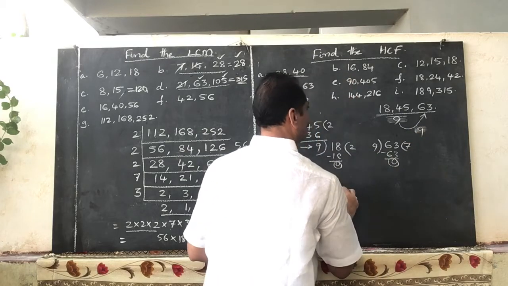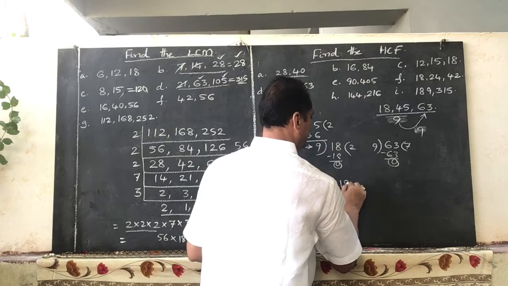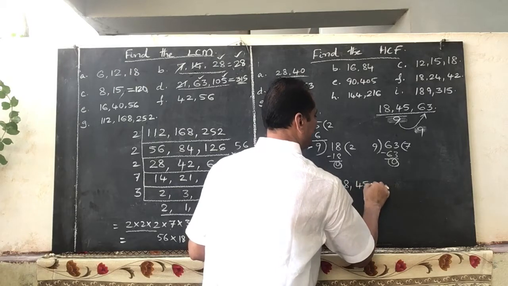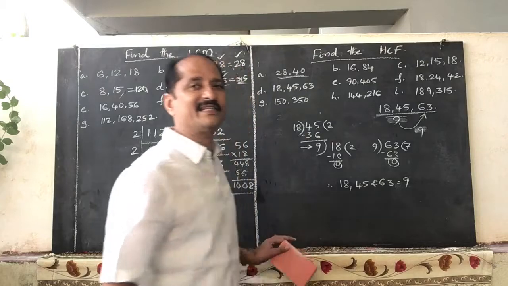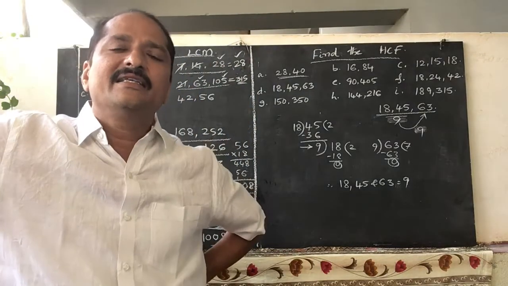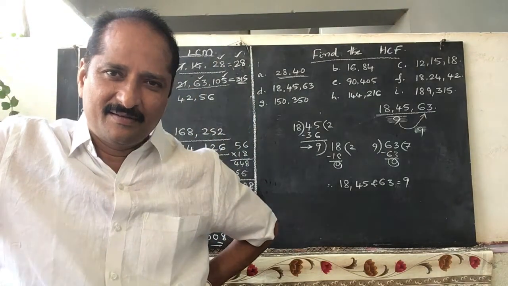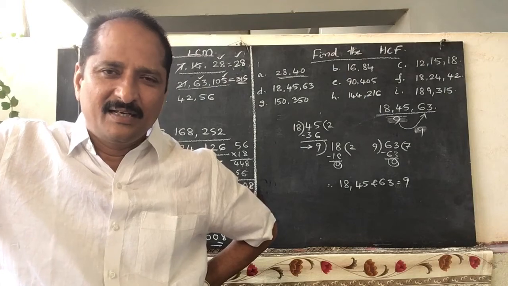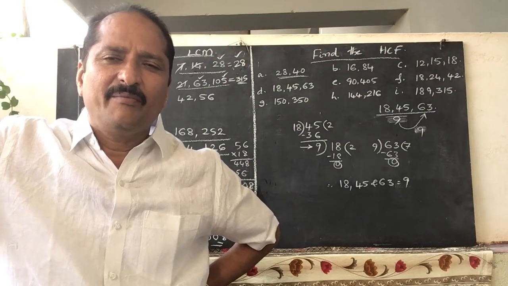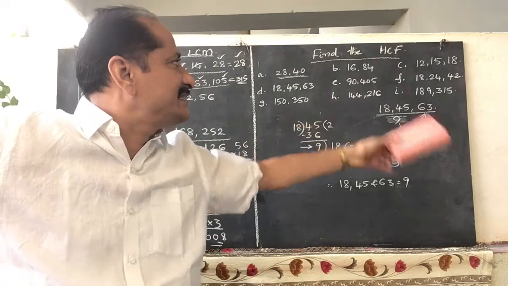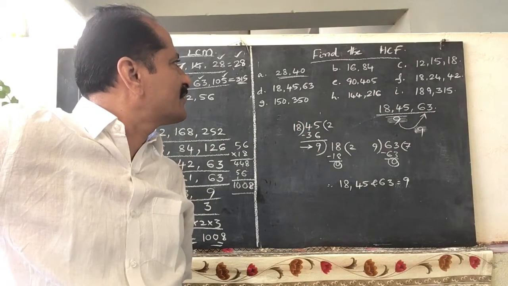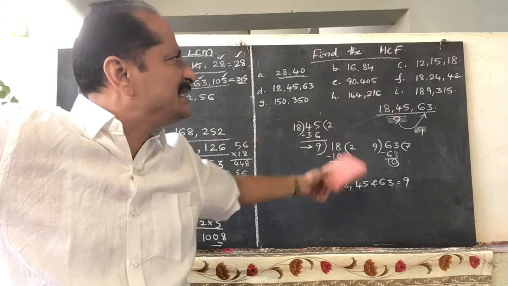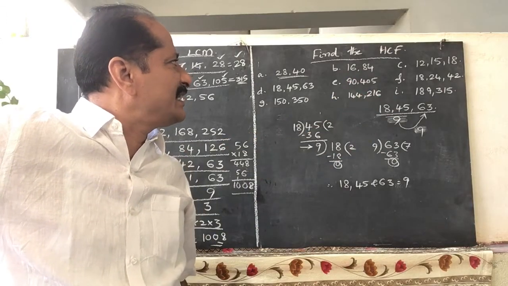Therefore HCF of 18, 45 and 63 is equal to 9 only. For all the three numbers, 9 is the highest common factor. Understand? Now in the same way, by taking the greatest numbers, we can see one more. So the remaining you can all do easily.